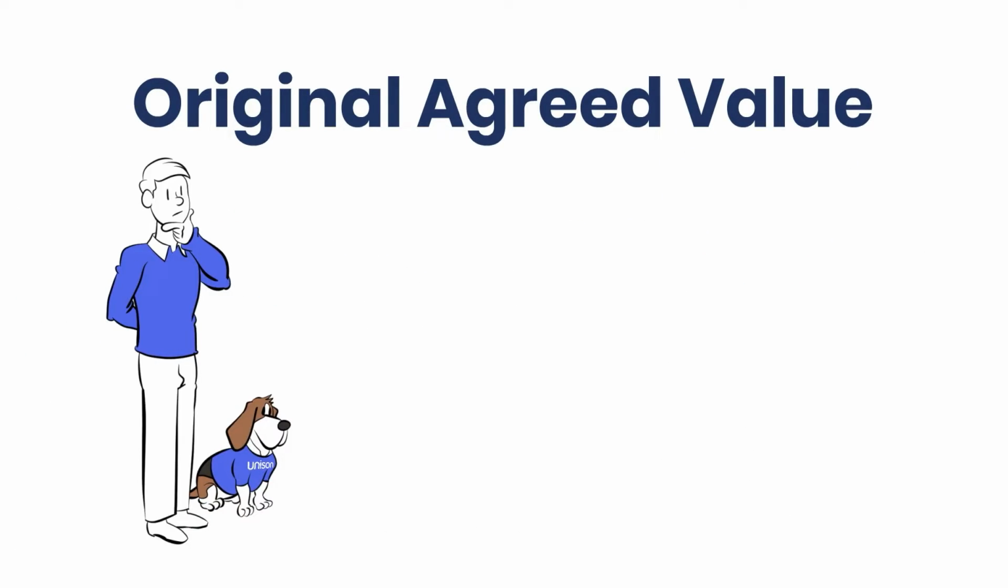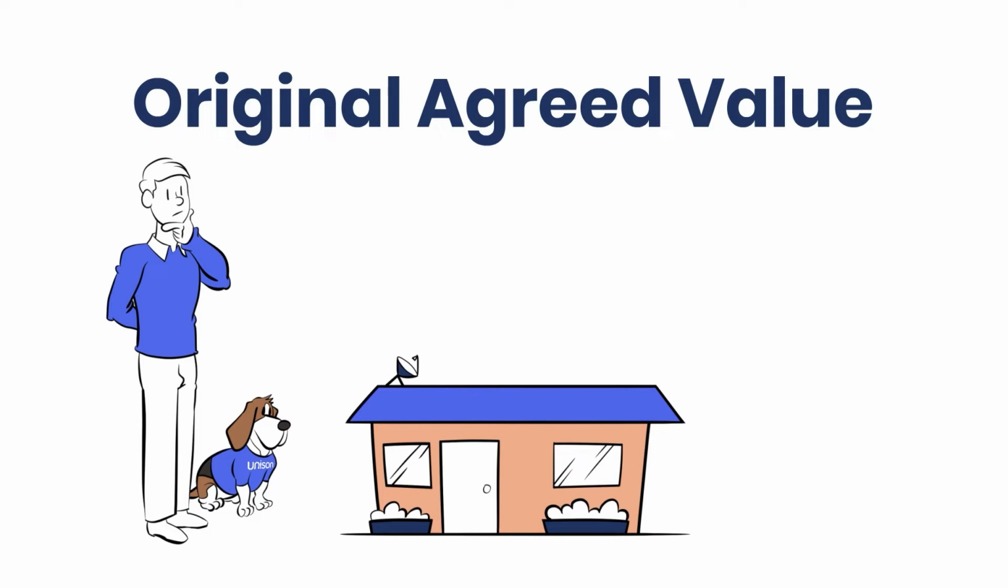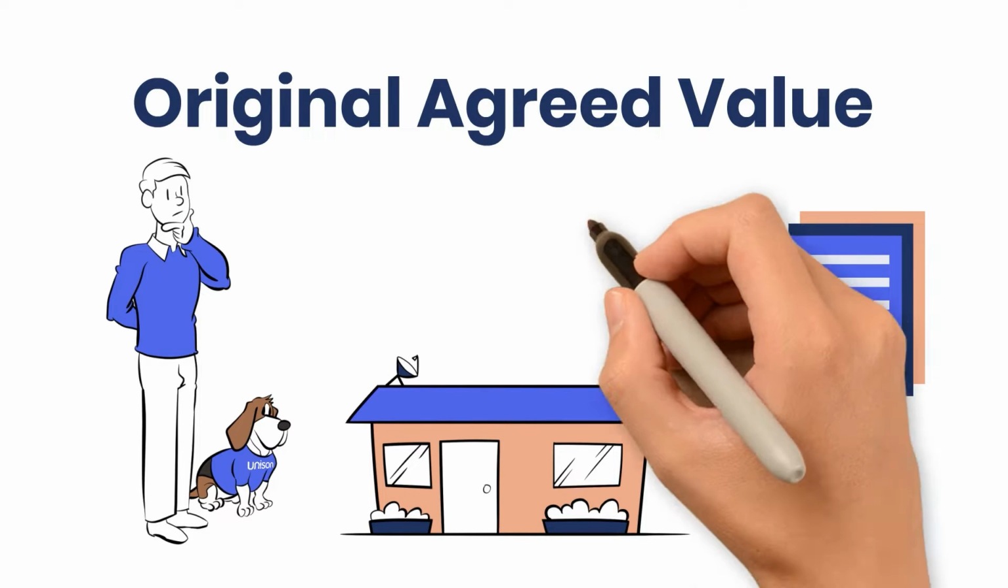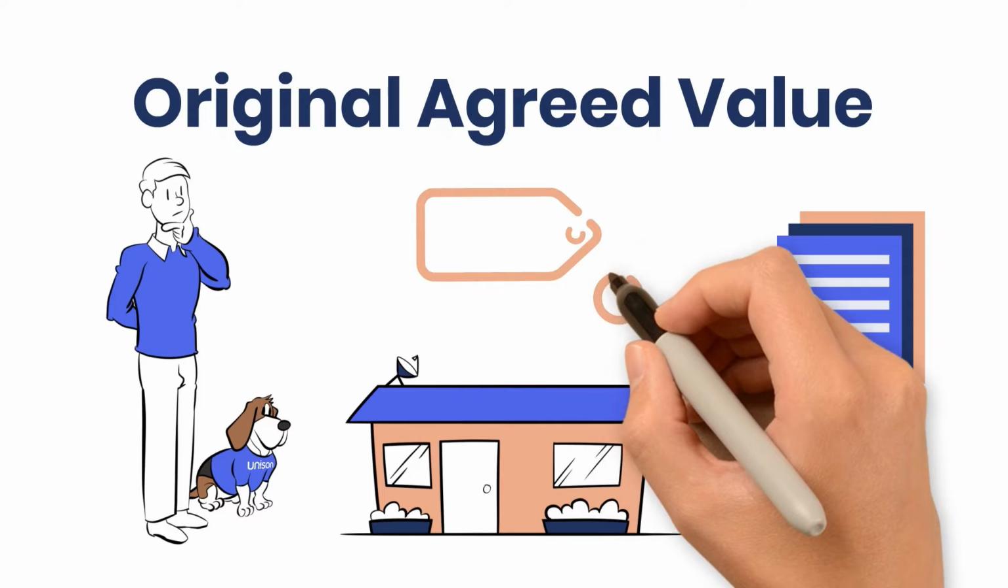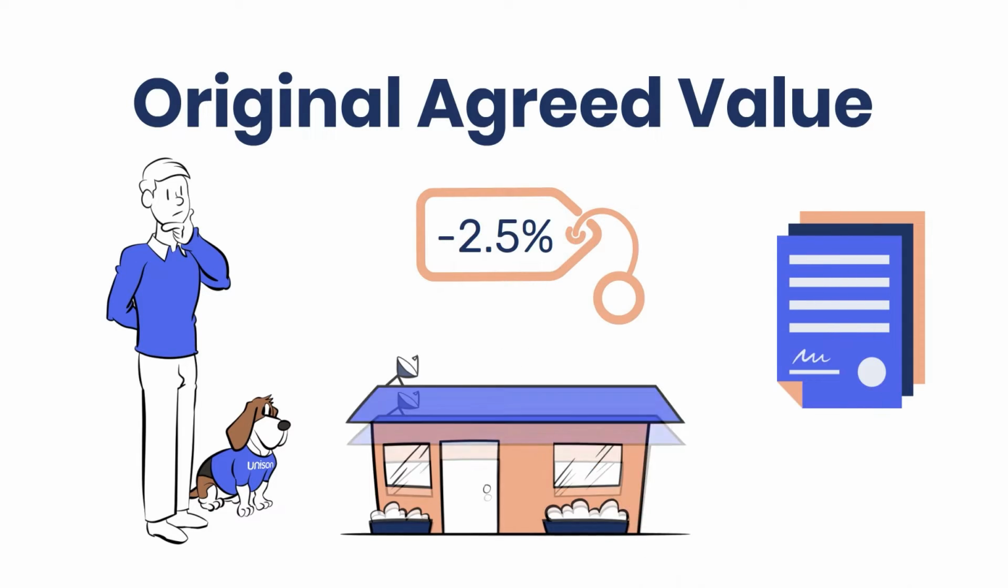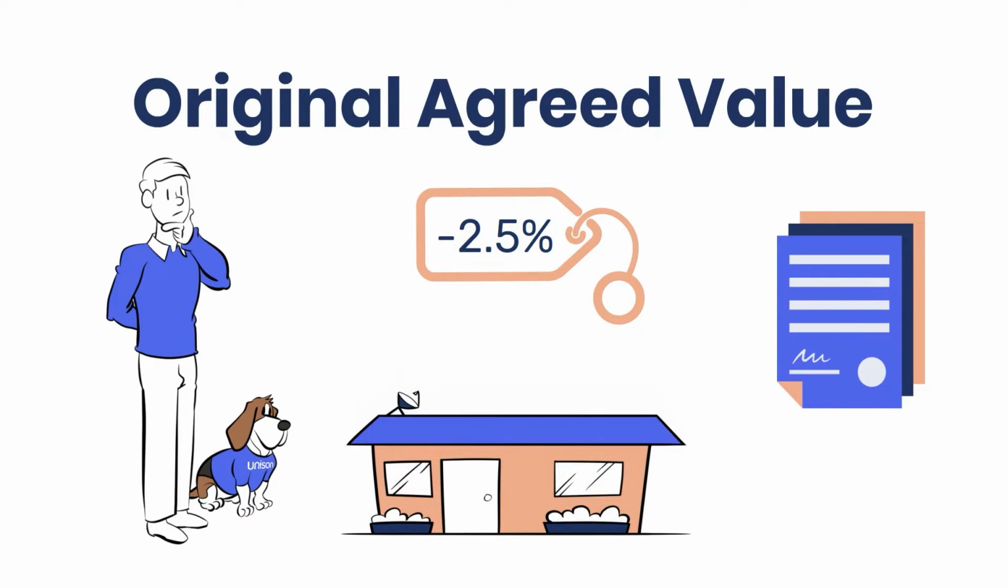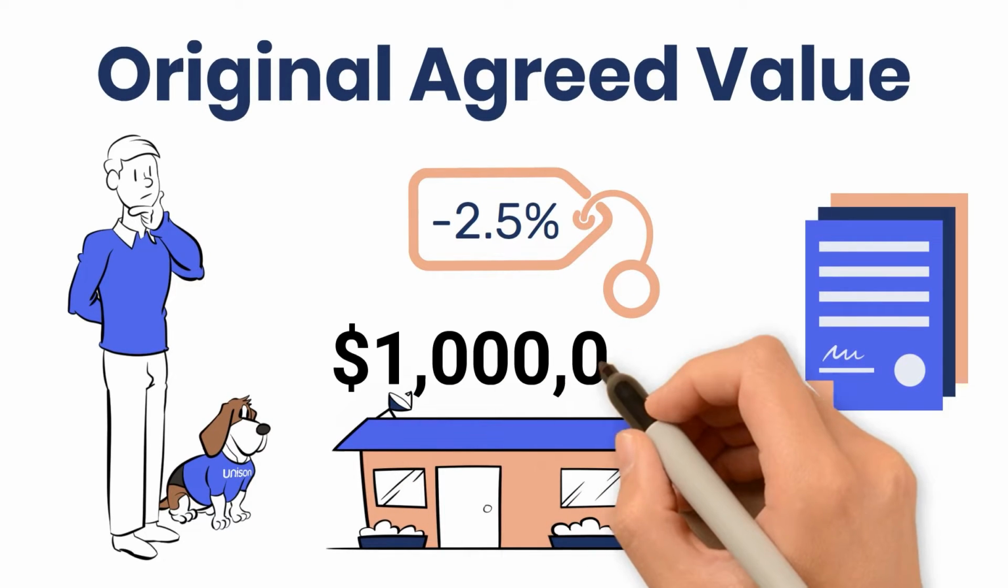Original agreed value. This is the agreed-upon dollar value assigned to your house at the start of the contract. It is determined by an appraisal or recent purchase price, minus a small risk adjustment so we can deliver our product more quickly. In this case, let's say it's $1 million.